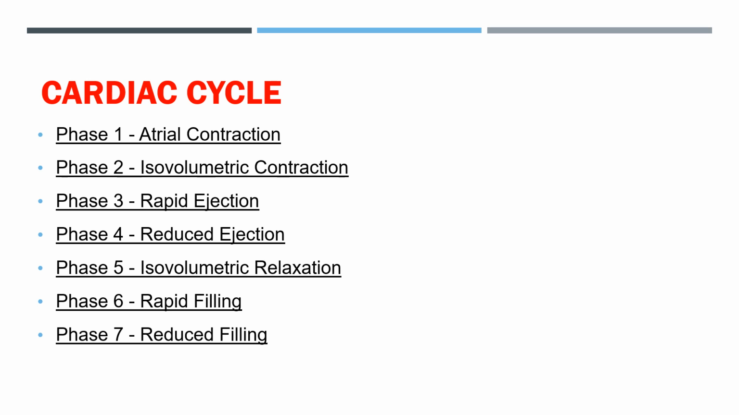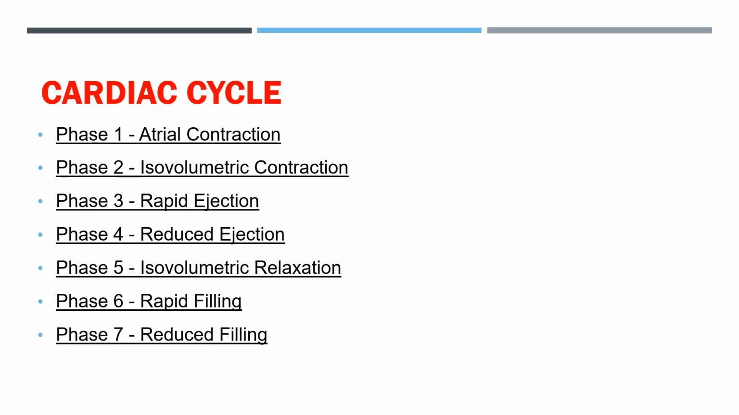In short, there is atrial systole. After that, there is atrial diastole. During the atrial diastole, ventricular diastole is also happening. Sorry, first the atria will contract, that is atrial systole, and during that time the ventricle is in the diastolic stage. After that, ventricular diastole will finish and ventricular systole will start.